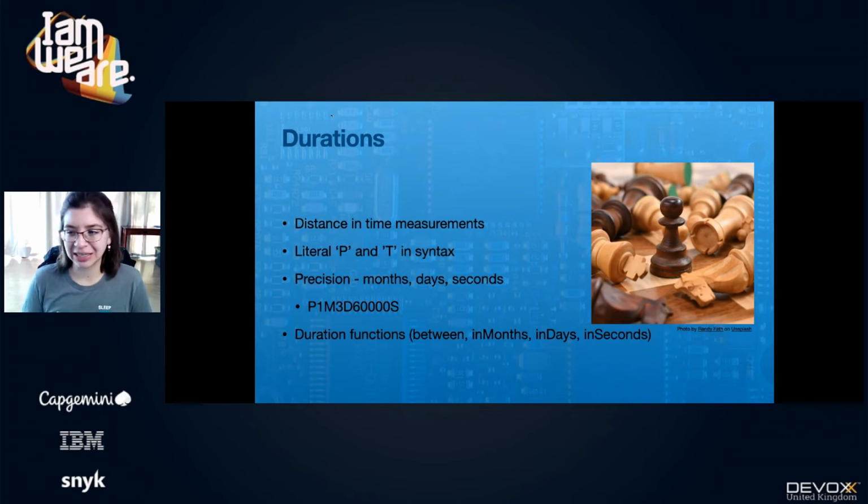Precision is a little bit tricky. It's handled in months, days, seconds. The reason for this is that year value and hour value can change based on daylight savings time or leap years or any sort of factors. So the more precise groupings or time values are your months, days, and seconds. Your duration values are going to look like the one there, the P1, etc. And if you need to translate those, you can use some duration functions: the between function in months, in days, and seconds. And we're going to take a look at that.